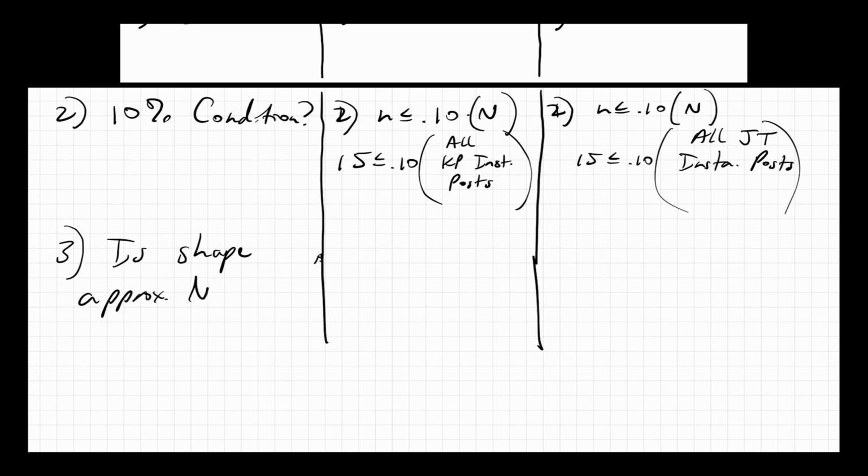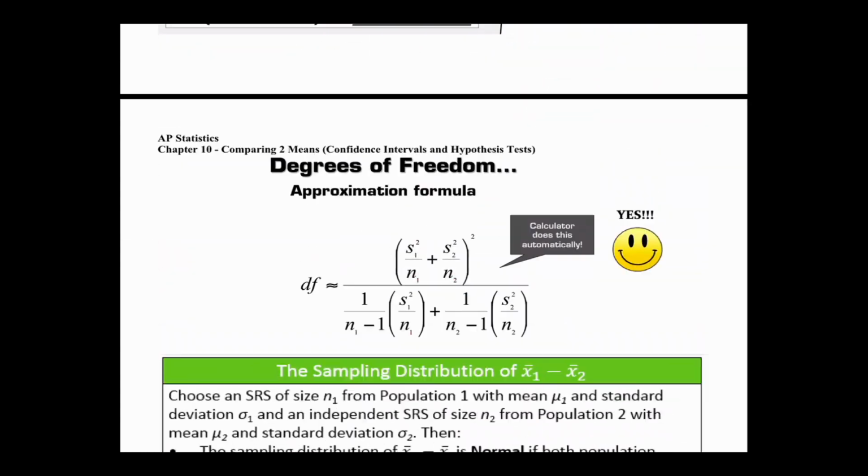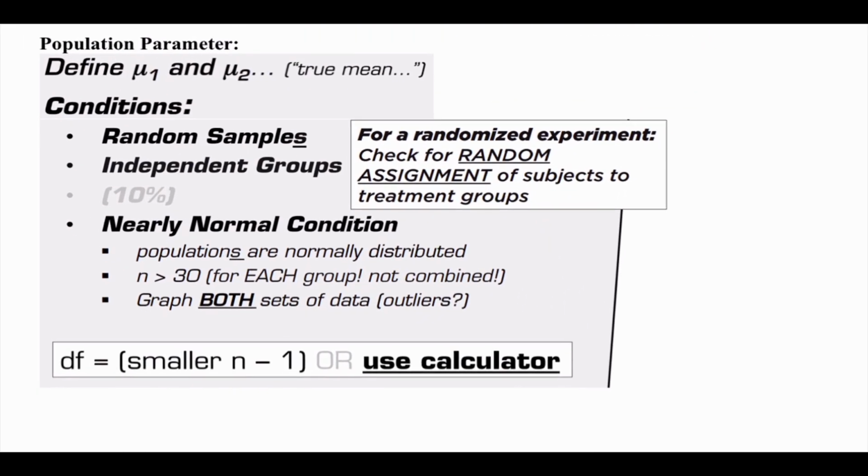Approximately normal. Okay. So for this condition, remember, it's different than n times p, n times 1 minus p. That's only for proportions. So I believe I put it in here just to remind you. It's in your notes, but I put it in here.